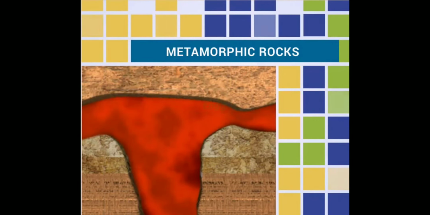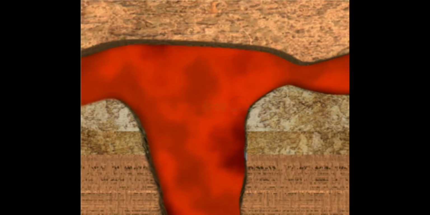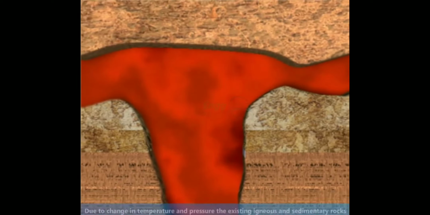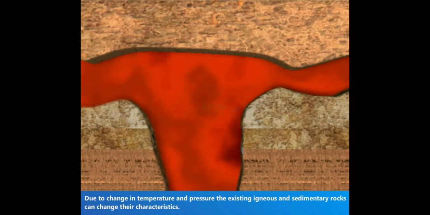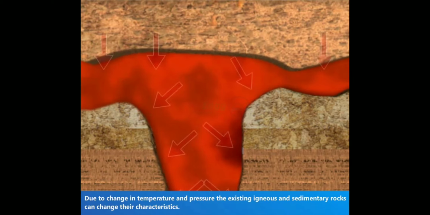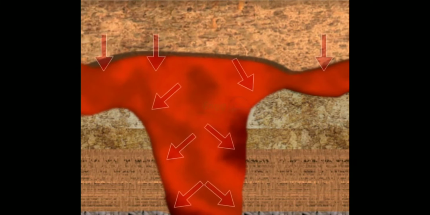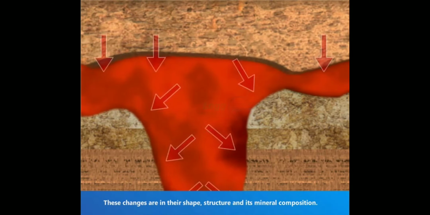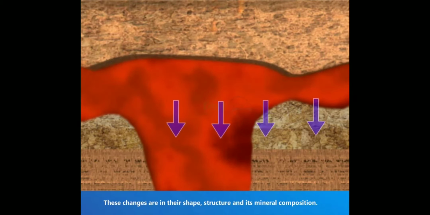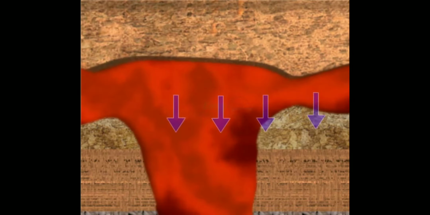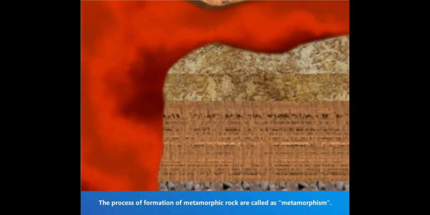Metamorphic rocks. Let us see how metamorphic rocks are formed in this animation. Due to change in temperature and pressure, the existing igneous and sedimentary rocks can change their characteristics. These changes are in their shape, structure and mineral composition. The process of formation of metamorphic rock is called metamorphism.